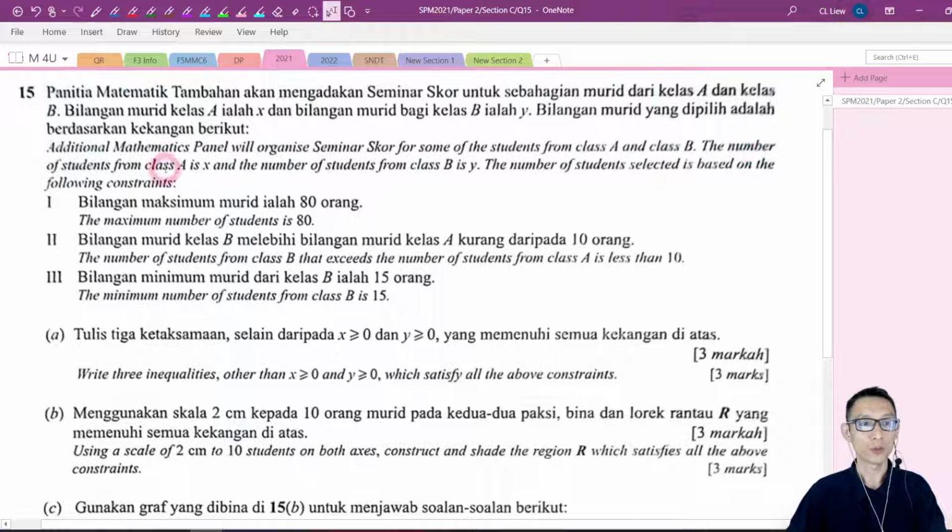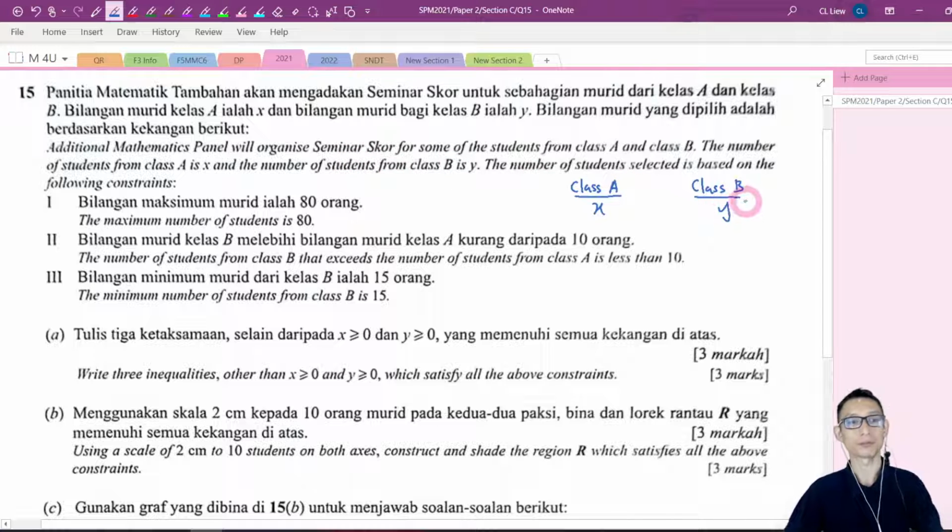The number of students from Class A is X and the number of students from Class B is Y. The number of students selected is based on the following constraints. Now, it's better that we summarize all the given information nicely so that it is easier for us to form the inequalities. So now I have two classes, Class A and Class B. For Class A is X students, for Class B is Y students.